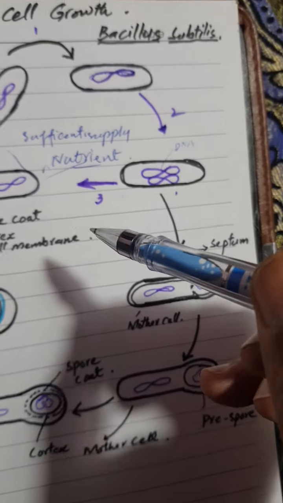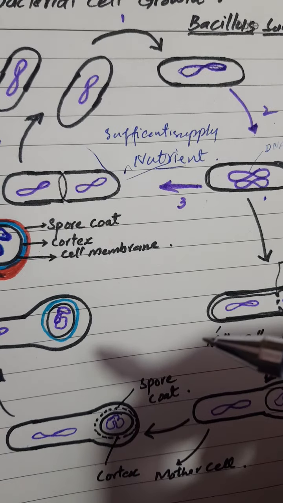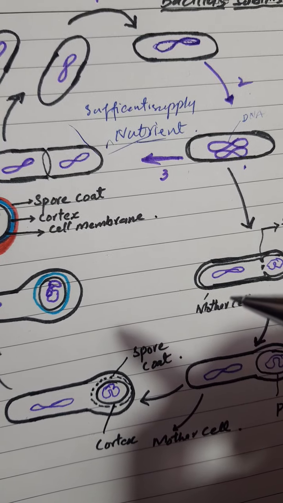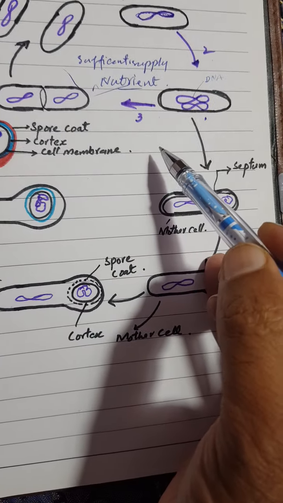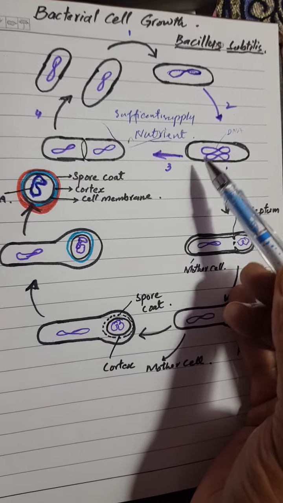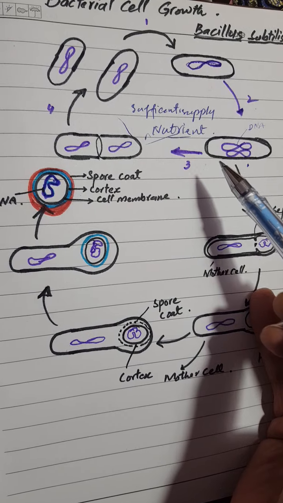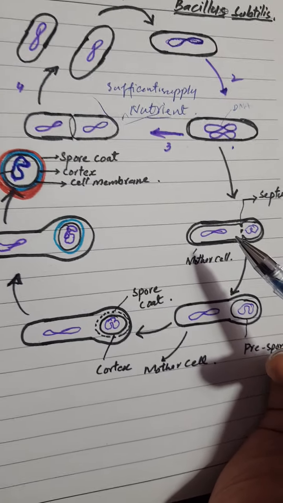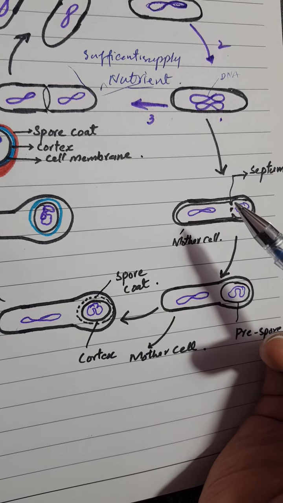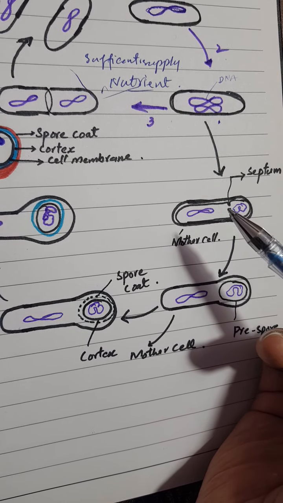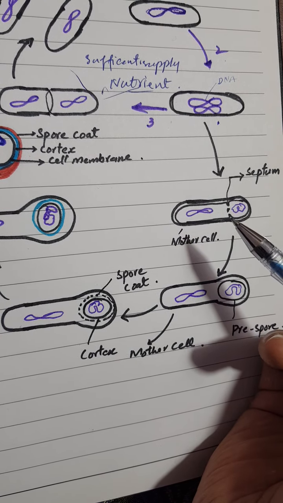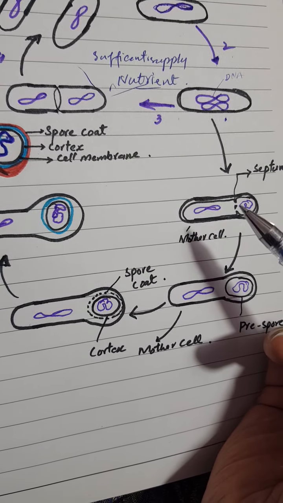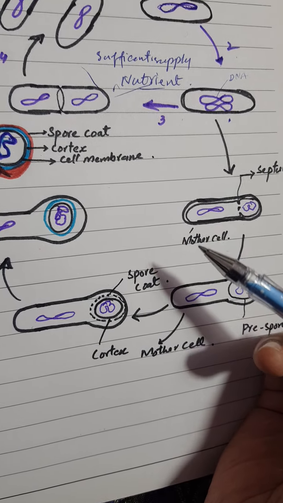Then when there is an insufficient supply of nutrients, the cell undergoes another process which is named endospore formation or spore formation. In this case, what happens? When the bacterial cell DNA has been replicated, the bacterial cell will not divide equally; rather, there will be asymmetric or unequal cell division, and the cell membrane will form a septum. This is the septum, and it will divide the cell into two unequal portions, and one bacterial DNA will migrate to this cell, and the other is the mother cell.